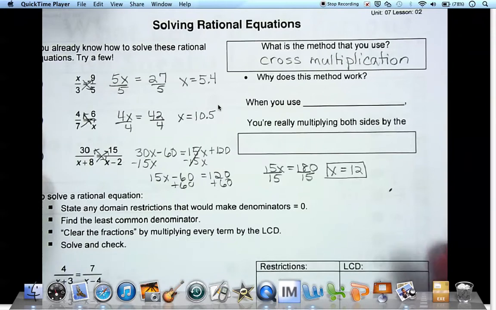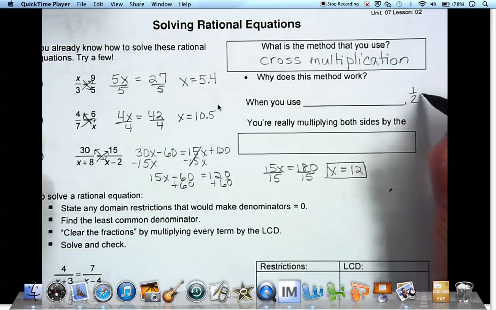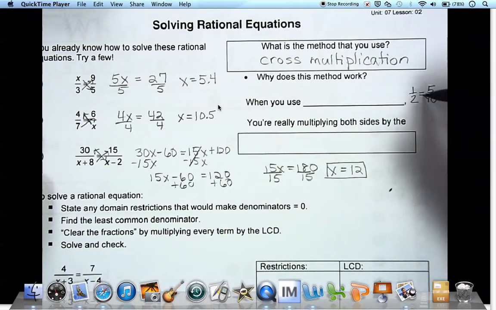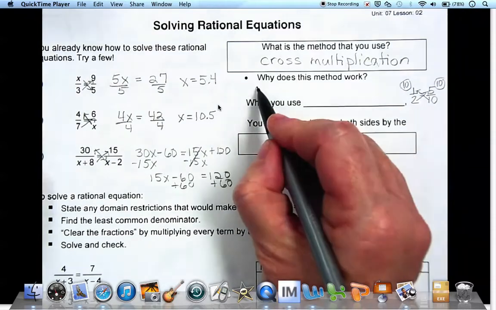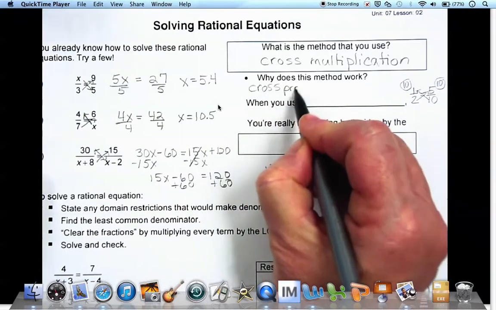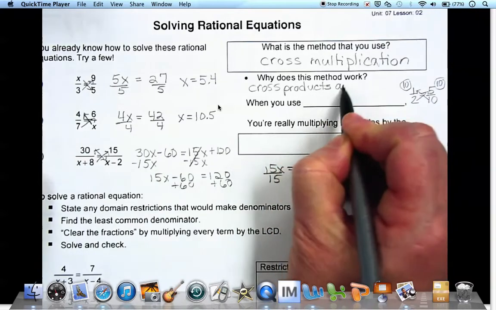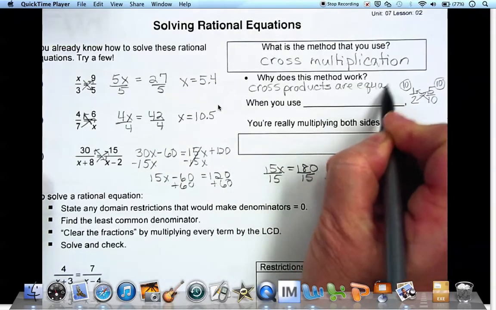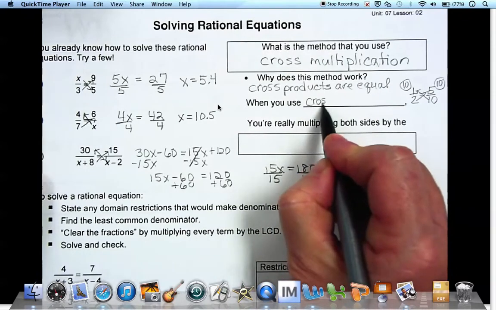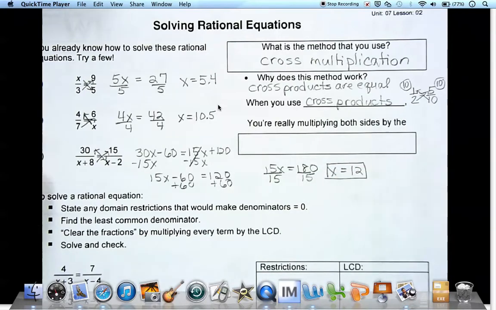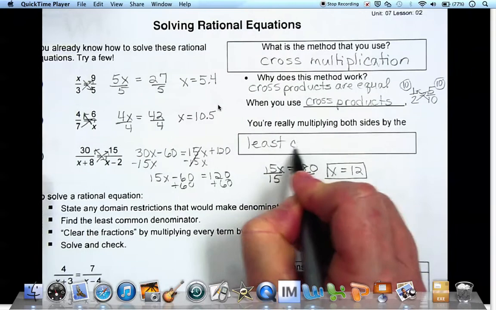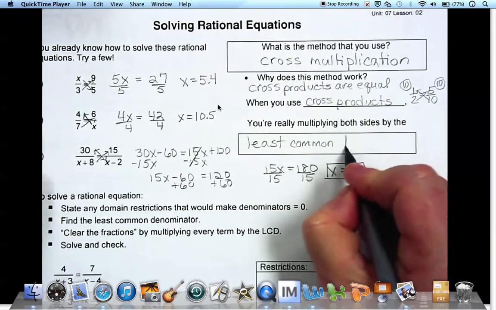Okay, back when you learned about fractions, you learned that 1/2 is the same thing as 5/10. So 1/2 equals 5/10. And then you learned that when you cross multiply these, 1 times 10 is 10, 2 times 5 is 10, that their cross products were equal. So this method works because cross products are equal. When you use cross products, you are really multiplying both sides by the least common denominator.